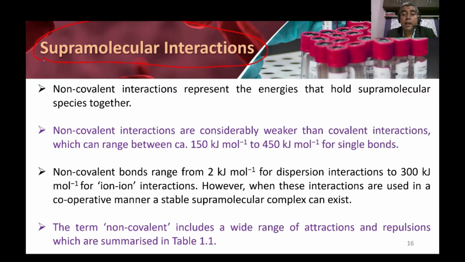Non-covalent interactions are considerably weaker than covalent interactions, which can range between 150 kilojoule per mole to 450 kilojoule per mole for a single bond. This is about the covalent bond. Its energy strength ranges between 150 to 450 kilojoule per mole.